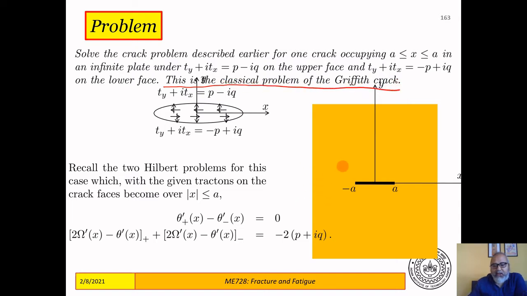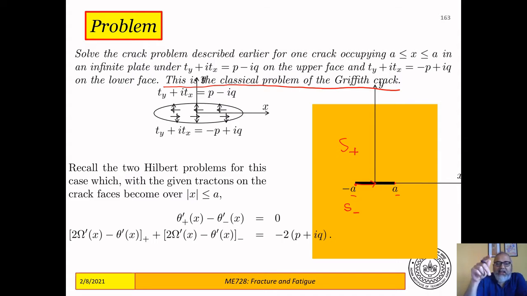This is an infinite plate, and here is a crack, a single crack running from minus A to plus A. So we are traversing this way. Our beginning point for the crack is minus A, and the end point is plus A. So this is our plus side, we call it S plus, and this is our minus side, we call it S minus. So this is the problem.